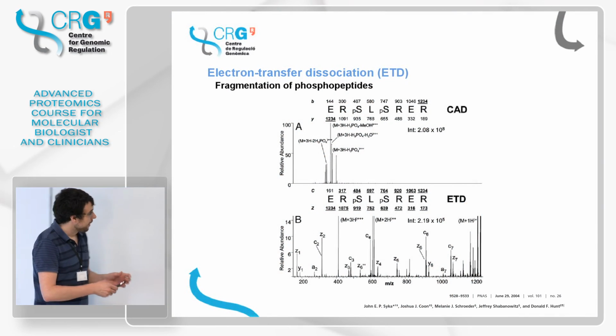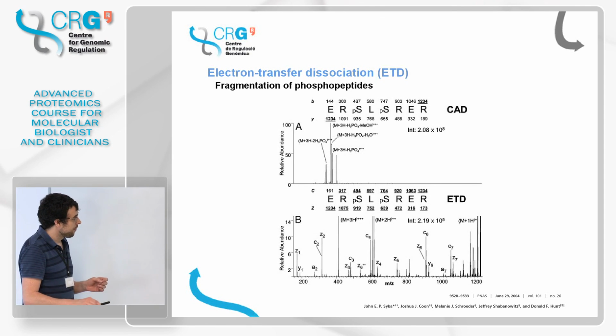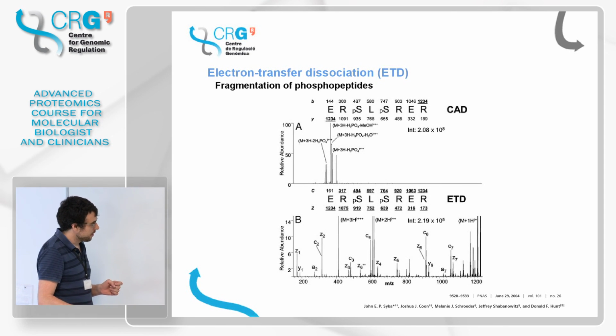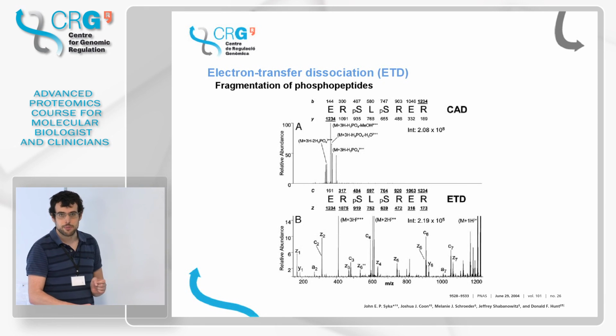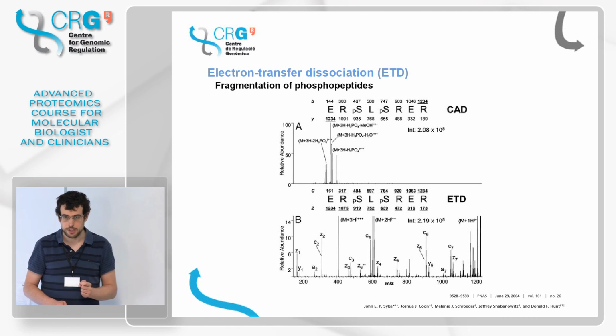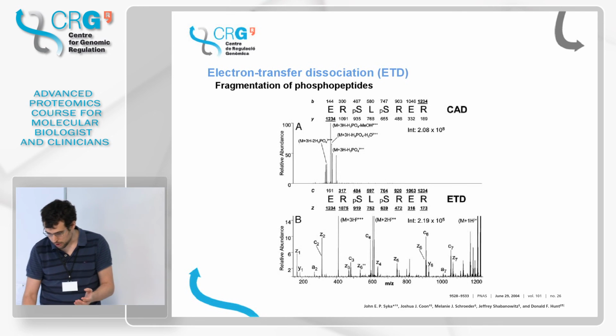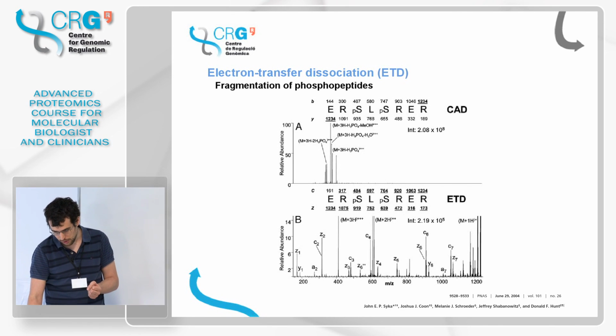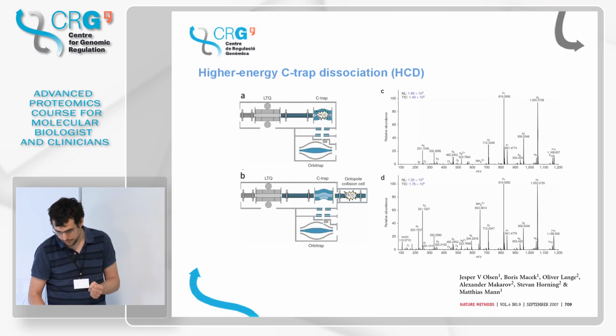Okay, and this is the same spectrum that I was showing before, and this is how rich it can get when we apply another fragmentation technique, right? So this was a phosphorylated peptide, no sequence information with CID or CAD, and actually full of information when we use another fragmentation technique.